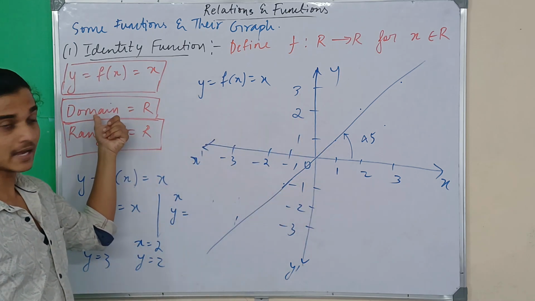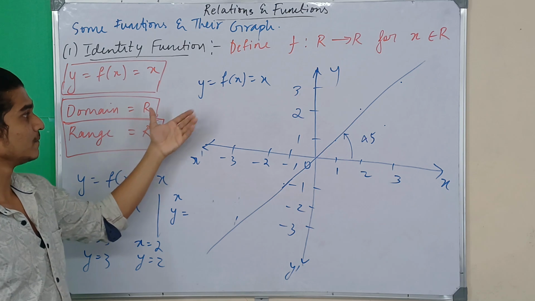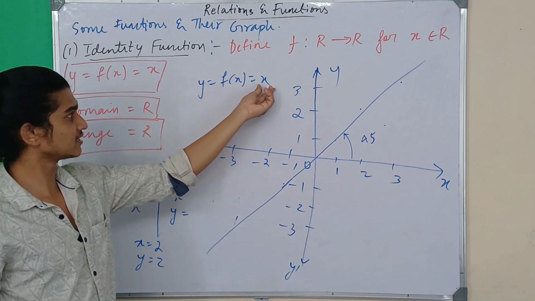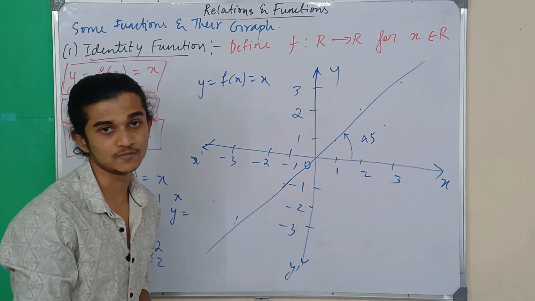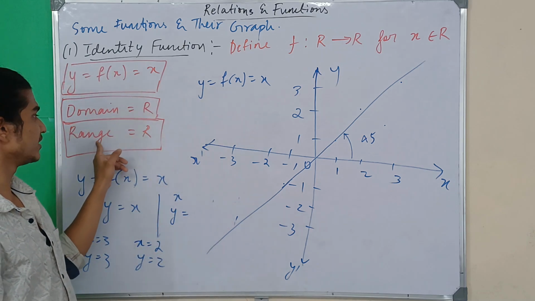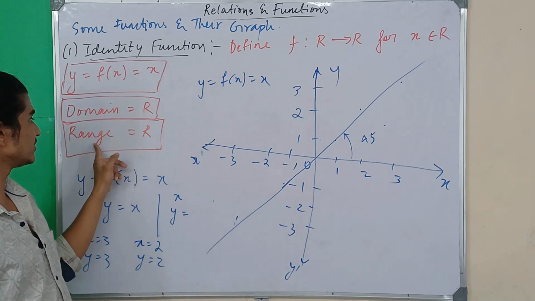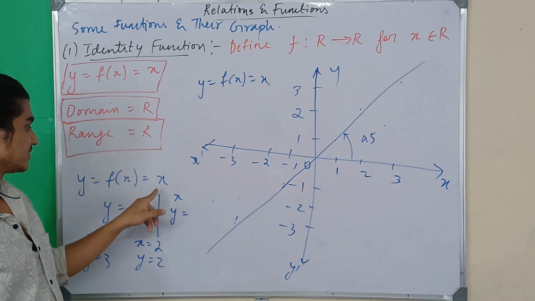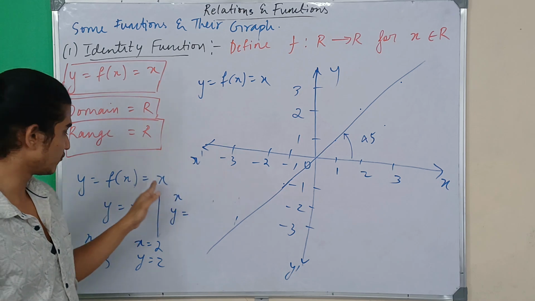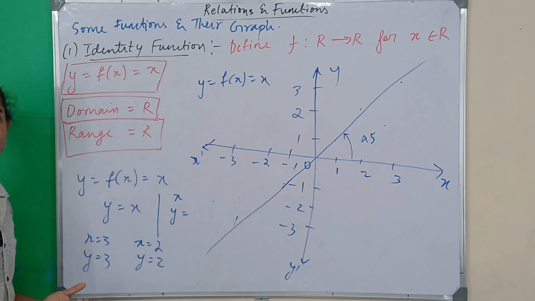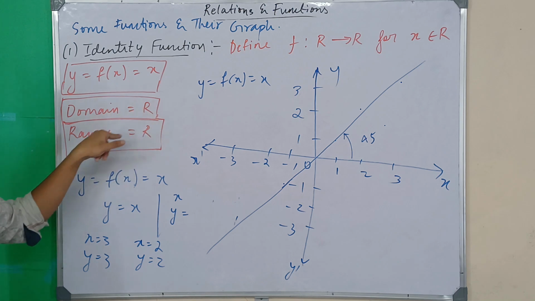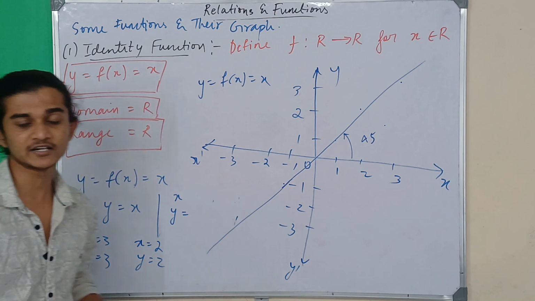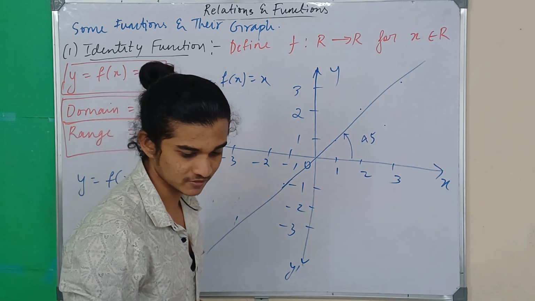So our domain, as I told you before, the input, is R. Now if you put your input as x, for every x, your y is also going to be exactly equal. So if your domain is R, your range is also going to be R, because basically y is equal to x. For every y, you're going to get the same value of x. So input is equal to output. So domain is equal to R, range is equal to R. So this was the identity function. Now let's move on to the next function.